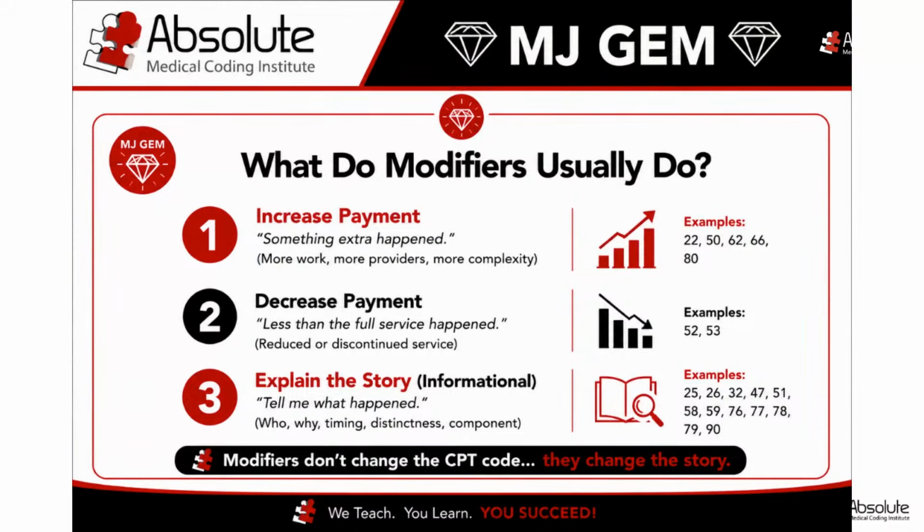So we know that these are modifiers, and we know that modifiers modify a procedure. And you know what a modifier really does? Number one, it's going to either increase the payment. Number two, it's going to decrease the payment. Or three, it's informational only. It's going to explain the story. It's either one, two, or three.